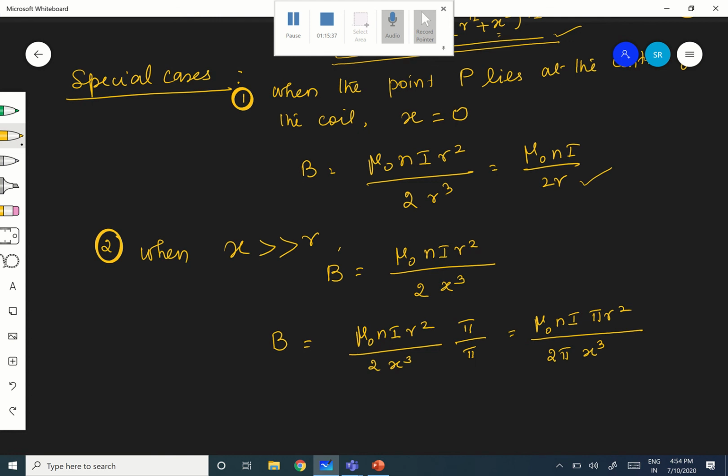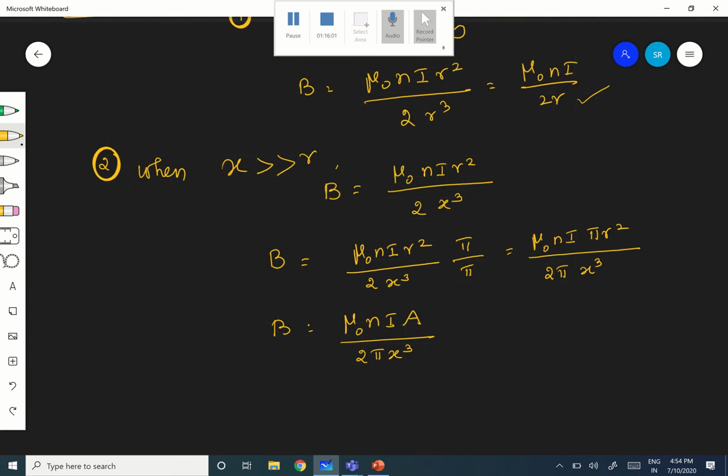2 pi x cubed. Are you following? That is B equal to mu naught N I A, capital A. What is A? A is the area of the coil, divided by 2 pi x cubed. Are you following why I am bringing this here? Okay, this is very, very important. This relation is very important. I am expressing B in terms of the area of the coil.